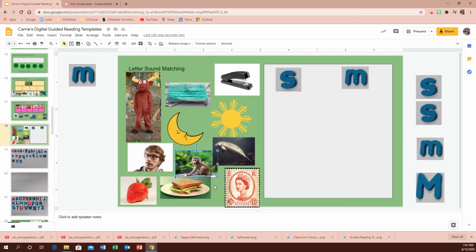And it's not just because I'm being lazy about creating materials. It's that having a very solidly known feature or letter is going to make it easier for them to hear and sort the new sound. So it's good review as well as making it easier to learn the new thing. All right, so that is how to use and reset the letter sound matching slide for guided reading.